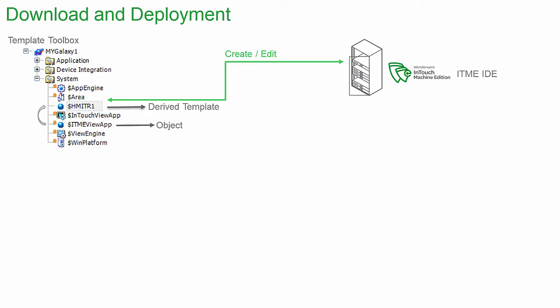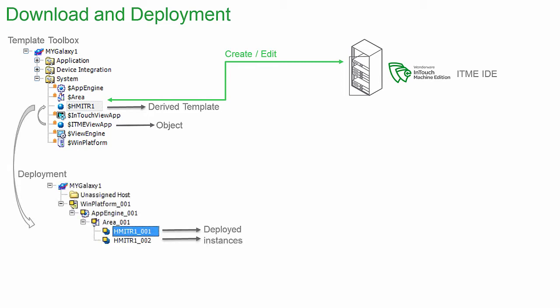Once your project is developed, then the next step is to deploy the object. And as you see here, I created a platform, a Win platform, an app engine, an area, and I deployed two instances of this object called HMI TR1 001 and 002. So those are the deployed instances of the object, and those deployed instances of the object are responsible for exchanging data with the actual InTouch Machine Edition runtime instances deployed on remote runtime stations, runtime HMIs.